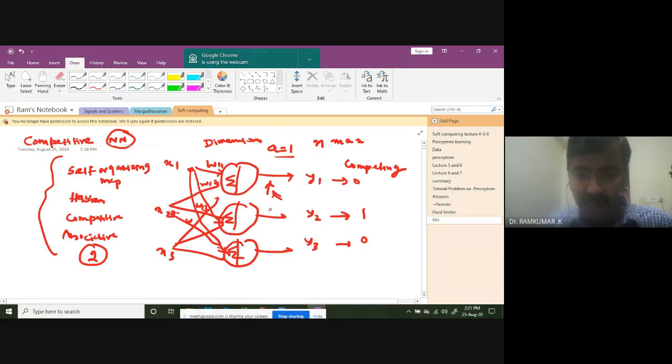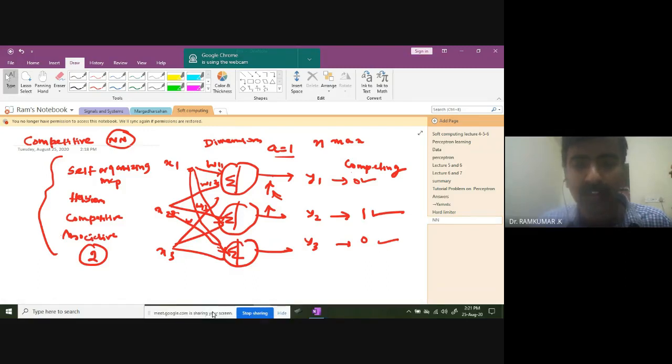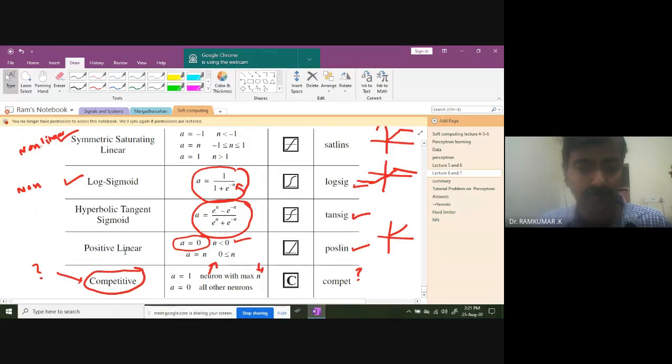In this case, this value will be maximum, so this becomes 1 and this is 0. So the particular neuron I am talking about here is no more one neuron output. We are talking about a set of neurons. That is this idea: competitive neurons.